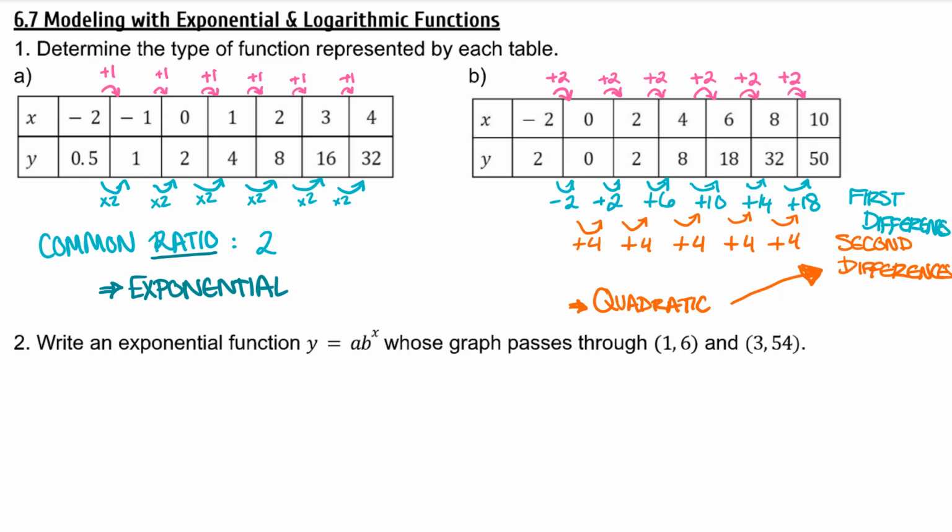Number 2, write an exponential function y equals a times b to the x, whose graph passes through (1, 6) and (3, 54). I'm going to write two equations and plug in each of these points. If y is equal to a times b to the x, let's plug in x and y. For the point (1, 6), y is 6 and x is 1. For the point (3, 54), y is 54 and x is 3.